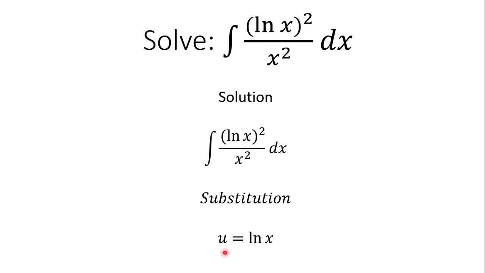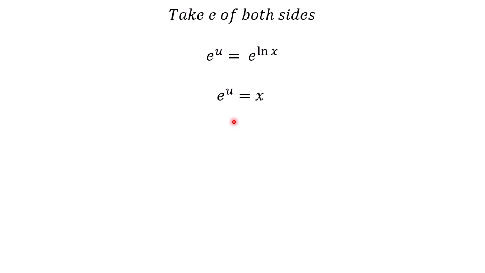Now let's take e of both sides. When you take e of both sides, you are going to get e to the power u is equal to e to the power natural log of x. Here, the base of the natural log is e, and already we have another e here, so they will cancel out and it will be left with x. So we are going to get x is equal to e to the power u. Now let's differentiate. When you differentiate this, you are going to get e to the power u du, and when you differentiate this, you are going to get dx.